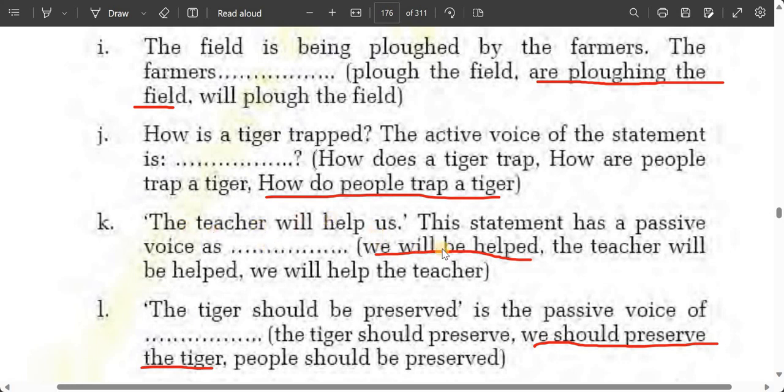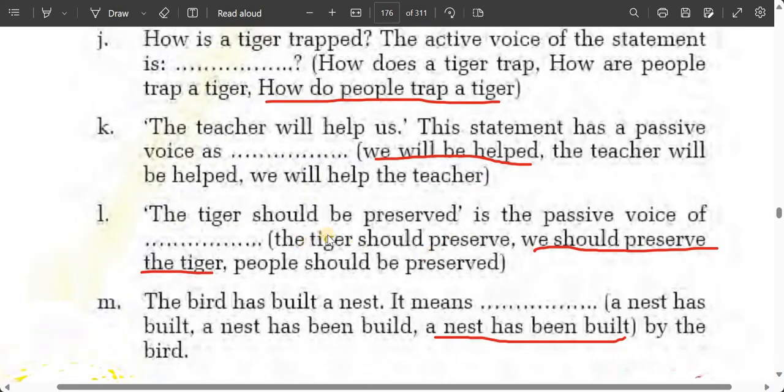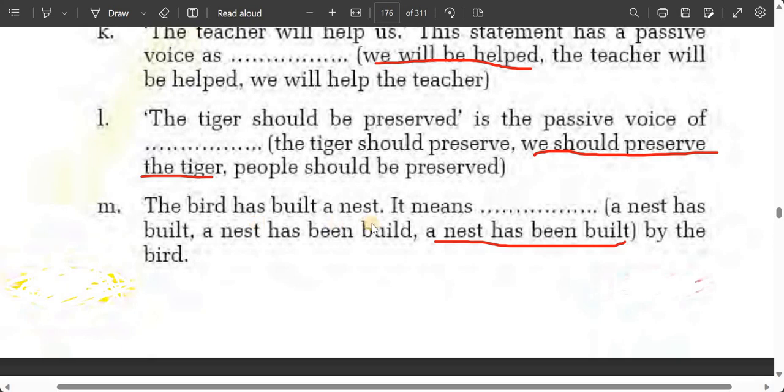The teacher will help us. We will be helped by the teacher. Next one. The tiger should be preserved. Okay, we should preserve the tiger. The bird has built a nest. It means a nest has been built by the bird.